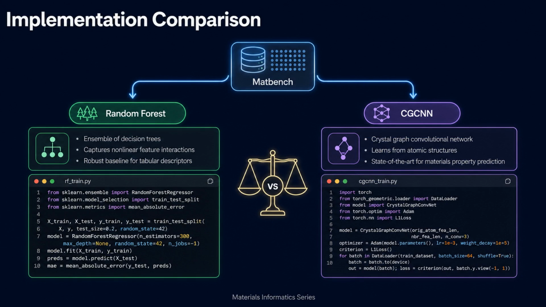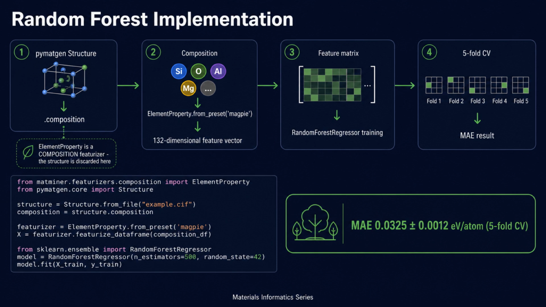Now, let's implement both methods on the MapBench benchmark for a fair comparison. The random forest implementation uses MagPi features. First, we take each crystal structure's composition. Matminer's element property is a composition featurizer, so the structure itself is discarded at this step, and we pass that composition to the MagPi preset, which returns a 132-dimensional vector. Then, we train a random forest regressor with appropriate settings. Using five-fold cross-validation, we achieve good predictive performance. This provides our composition-based baseline.